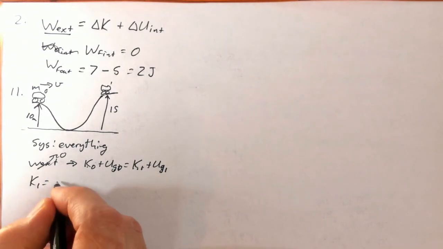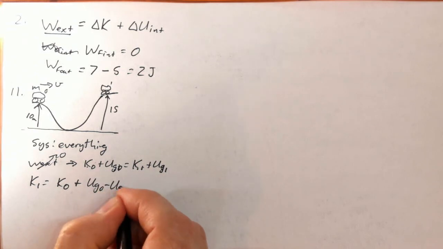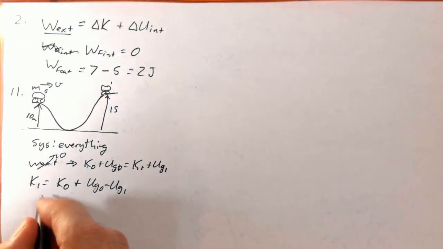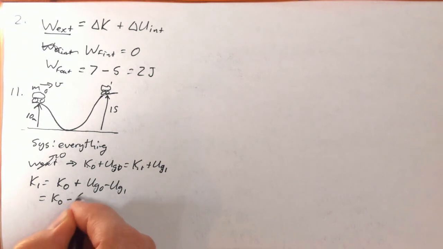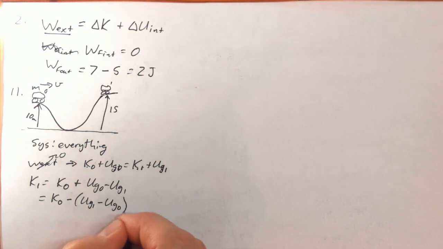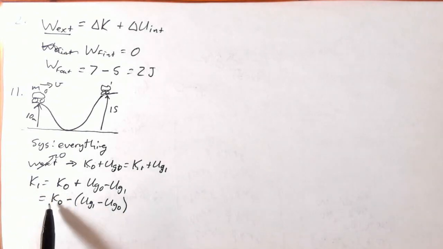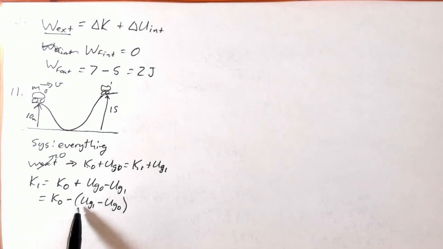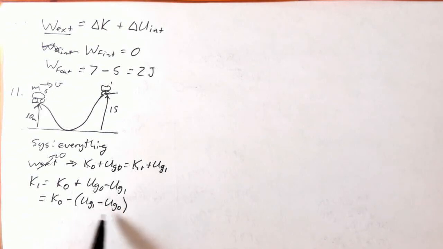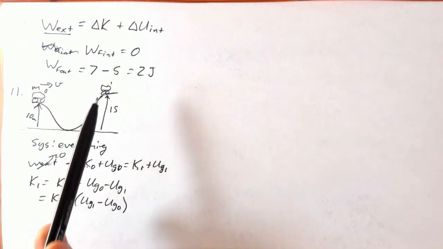So I just need to solve for it. K1 is then going to be equal to K0 plus UG0 minus UG1. I'm just going to rewrite that this way: K0 minus UG1 minus UG0. The reason I'm doing it that way is because 1 minus 0, that's delta U. So it's saying that my final kinetic energy is equal to my initial kinetic energy, subtract the change of potential energy. And since UG1 is bigger, then I'm subtracting a positive number, which makes sense. I should be going slower when I get up here because I had to go higher up the hill.